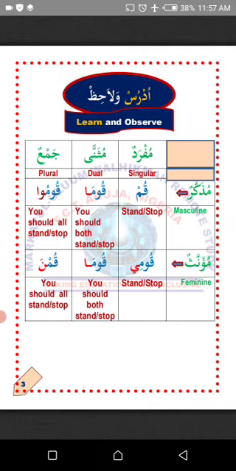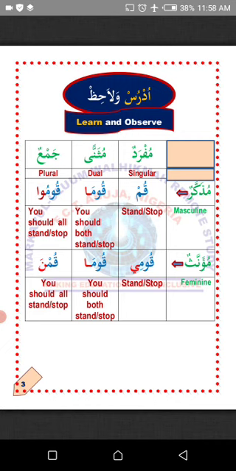MashaAllah. Learn, and observe at the same time. Study, and observe at the same time. Mufradun, singular. Muthanna, dual. Jamu, plural. Mufrad, singular, is a word in Arabic that means only one. Muthanna, dual, means only two. Jamu, plural, means more than two, from three upward. Plurality in Arabic starts from three upward, unlike English where it starts from two upward.